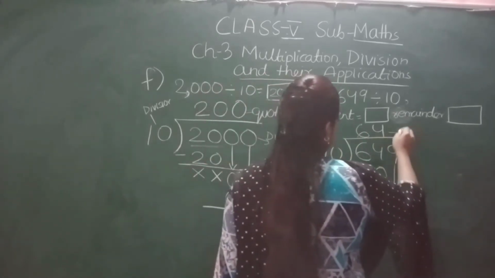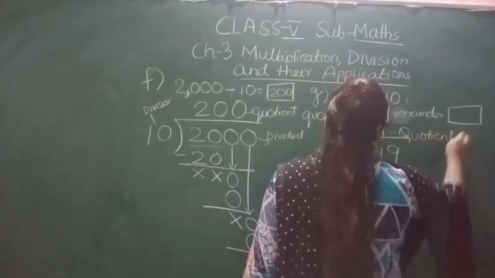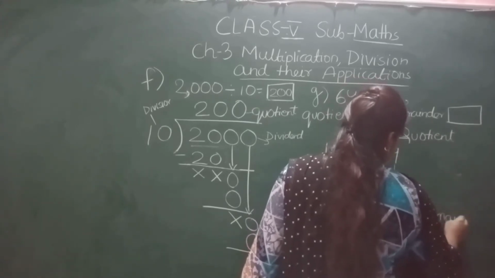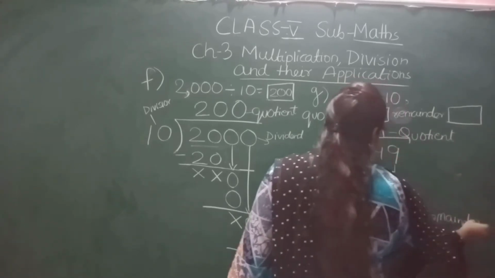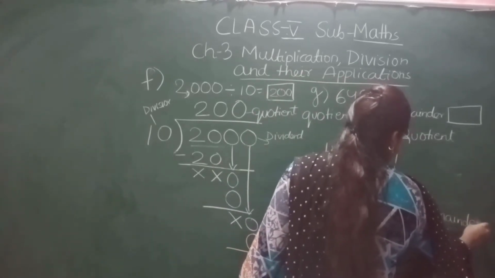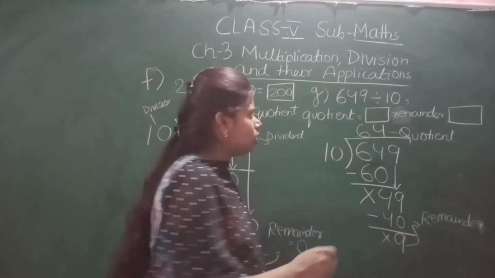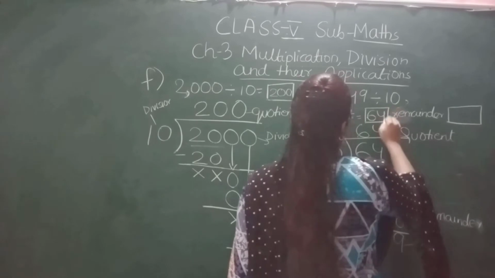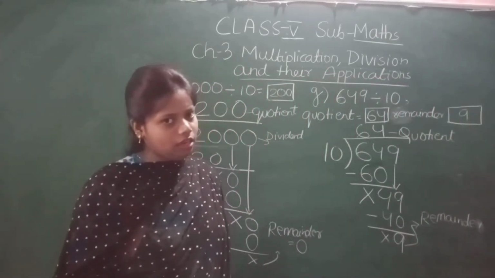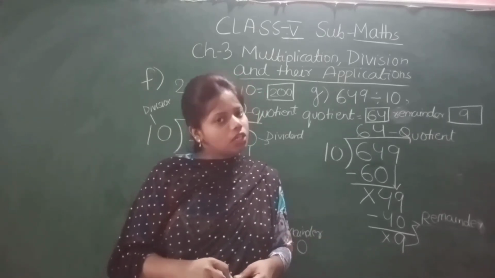So this one is quotient. Okay, and this one is remainder. So what do you fill in quotient? 64. And what is the remainder? 9. Understood?